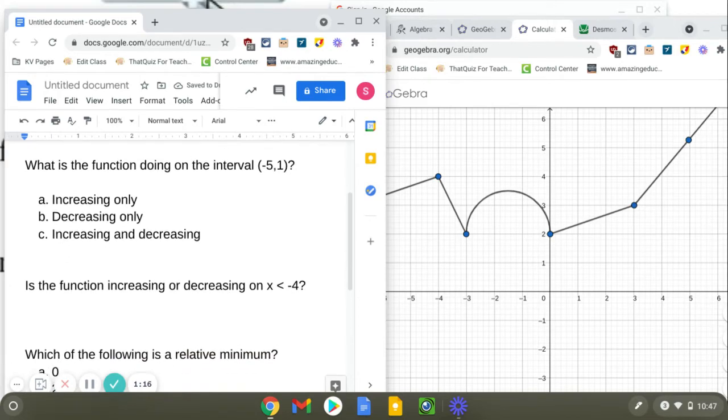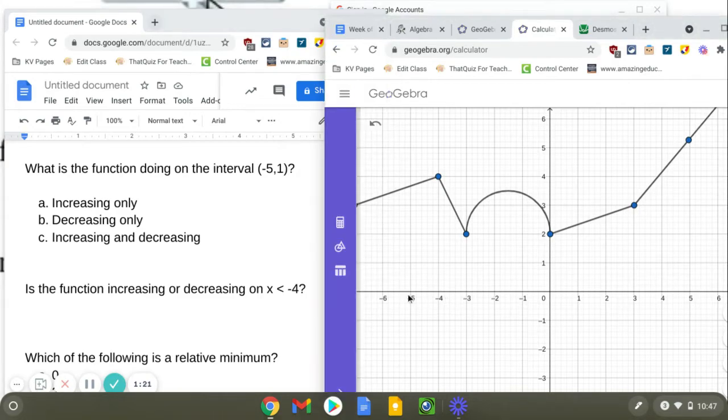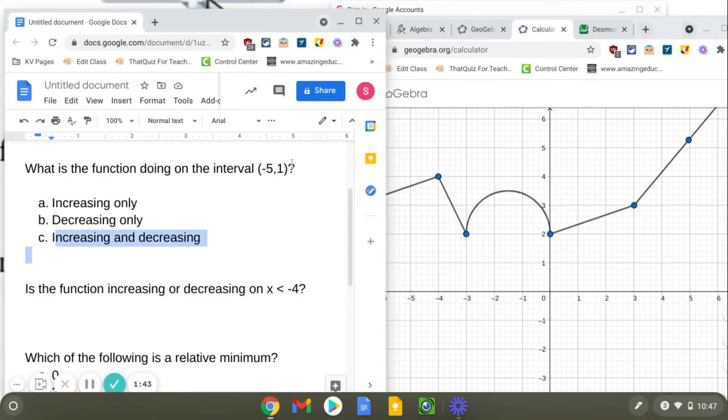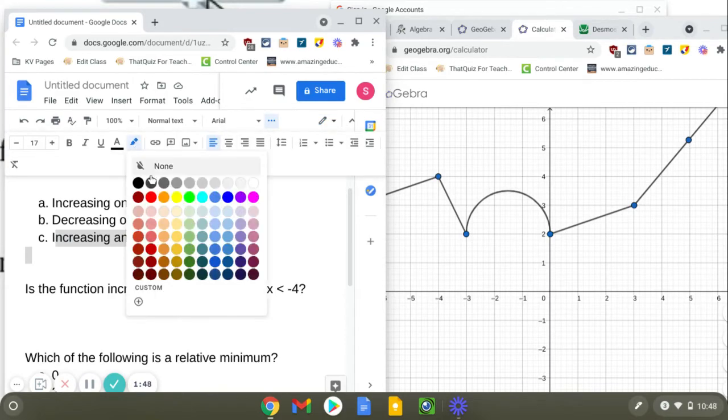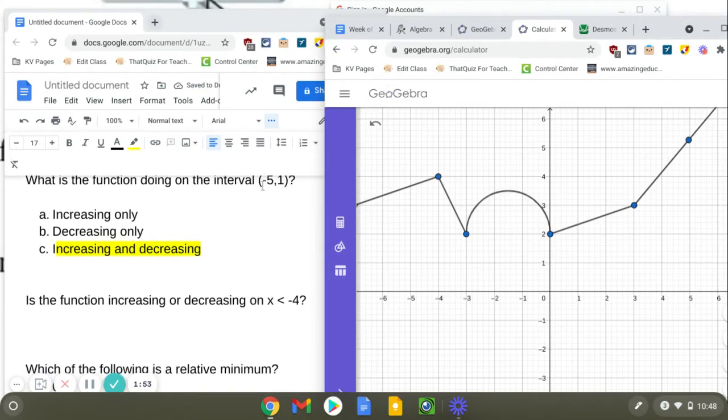What is the function doing on the interval -5 to 1? All right, so -5 to 1, those are the x values. If you look at it from -5 until it gets to +1, it's actually doing a whole bunch. From -5, it starts increasing and then decreasing and then increasing. So it goes all over the place. So the answer here would be option C. It is increasing and decreasing on that interval.